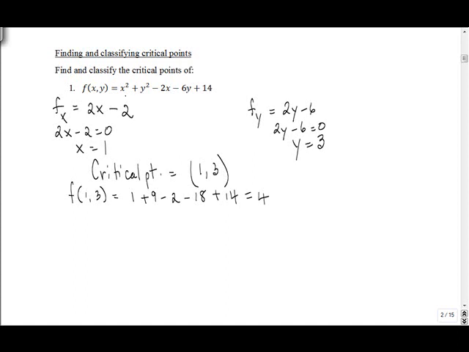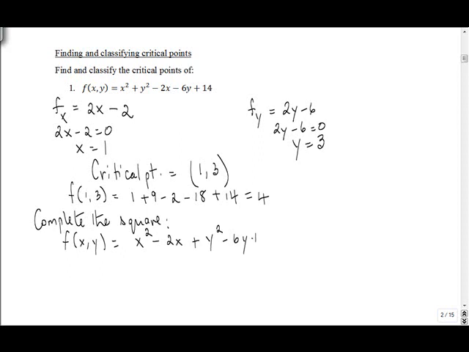Now, the presence of x squared and minus 2x, y squared and minus 6y tells me I can complete the square. So let's complete the square here. So I'm going to rewrite f of x, y. We'll just put the x's together, so x squared minus 2x, the y's together, plus y squared minus 6y, plus 14.